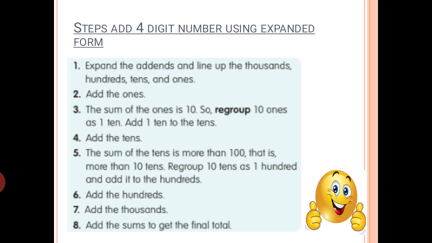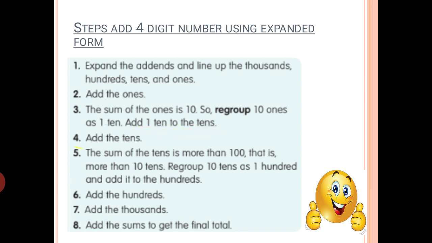After that, we have added all the ones. If the sum of the ones is 10 or more, then we can regroup to make it 1 ten. Because if 10 ones are there, it means 1 is a carry. So we can shift the 10 ones, which is 1 ten, to the tens column for the regrouping.